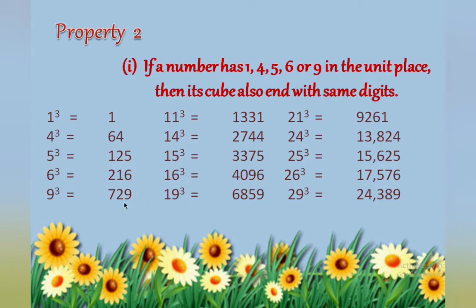The same is applicable for 9 also. Let's see it. 9 cube is 729. 9 is in the unit place for both the numbers. 19 cube is 6859. The unit place here is 9 itself for both the numbers. And 29 cube is 24,389. 9 comes in the unit place. You can check with any number. This property holds for every number, right?